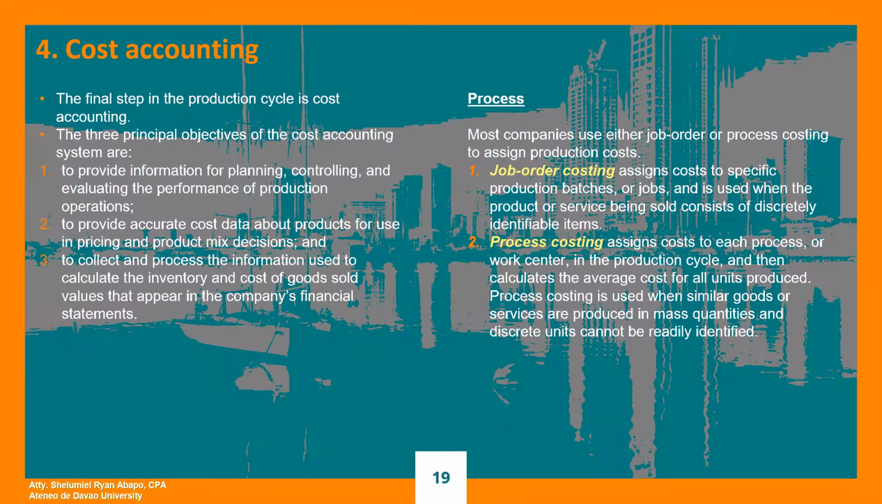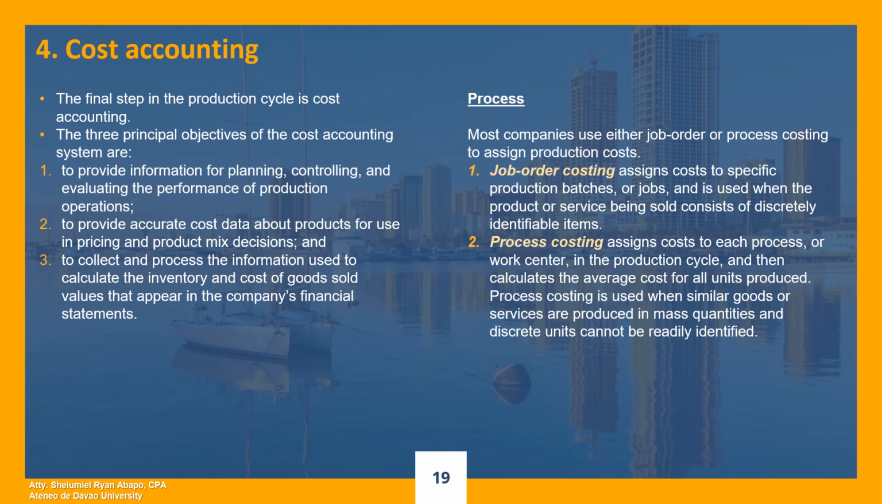Right. So let's proceed to the fourth process, which is cost accounting. This is the final step in the production cycle. The three principal objectives of the cost accounting system are to provide information for planning, controlling, and evaluating the performance of production operations. It also is designed to provide accurate cost data about products for use in pricing and product mix decisions, and to collect and process the information used to calculate the inventory and cost of goods sold values that appear in the company's financial statements.